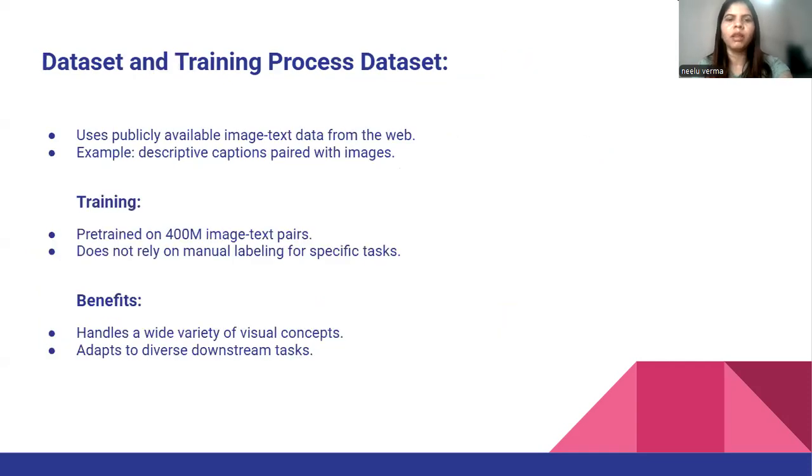CLIP is trained on a massive collection of 400 million images and their captions gathered from the internet. Because these captions come from everyday sources rather than special labels, the model learns to handle a wide variety of visual concepts without needing extra manual labeling. This large, diverse dataset makes CLIP highly adaptable and ready to work on many different tasks right away.